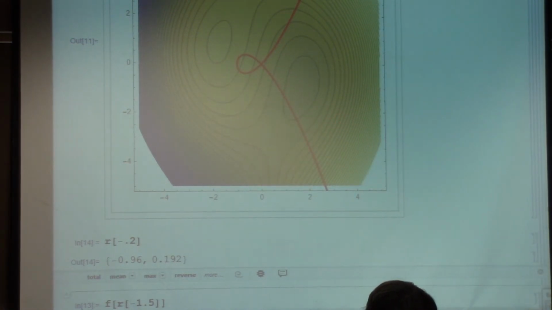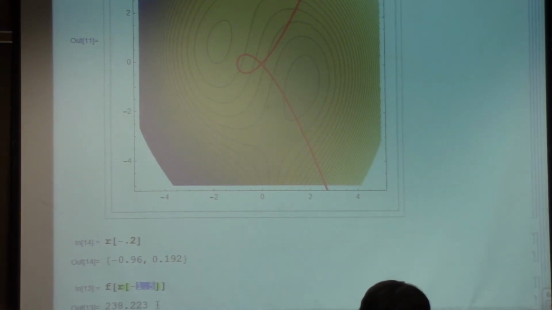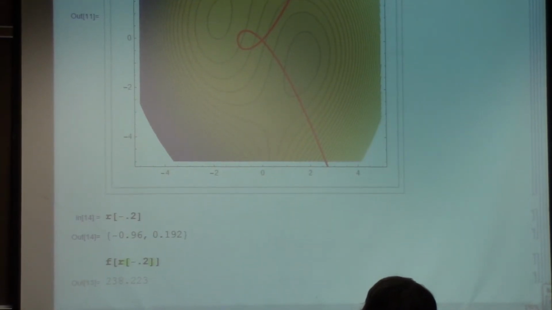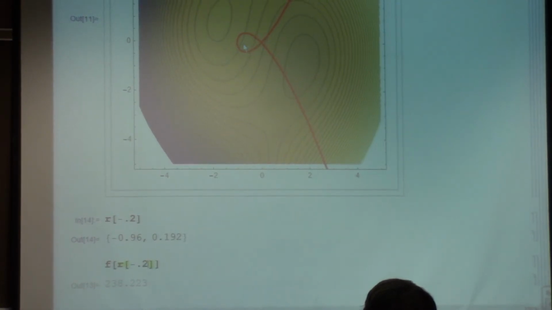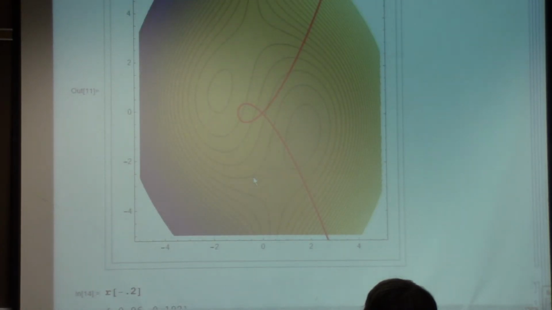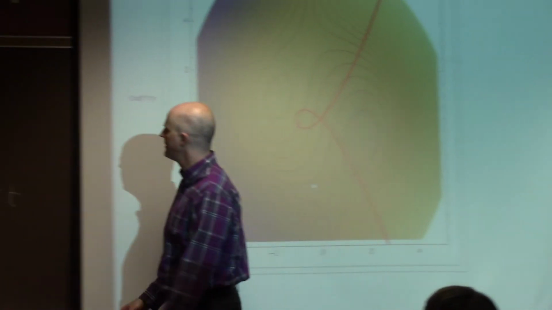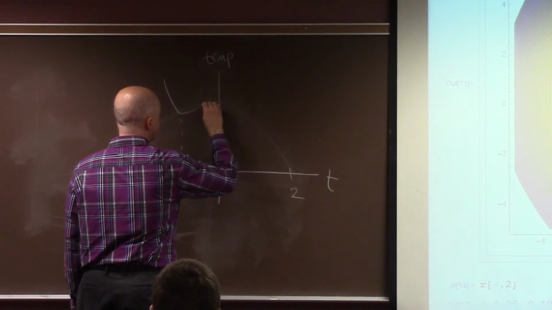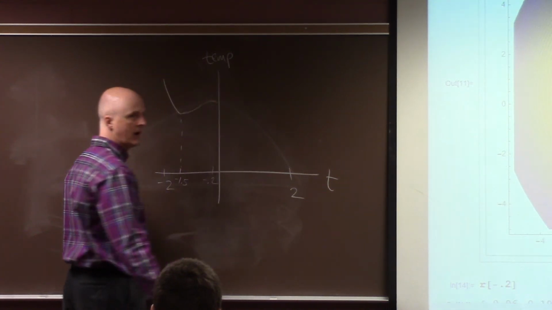The bug is going to experience a local maximum in the temperature there. It's not going to be much different than the temperature was in the other case, but it's going to be slightly bigger, maybe about 240. Yeah, actually bigger than I was expecting, closer to 260. 259.256. So at about t equals negative 0.2 or so, there's going to be a local maximum in the temperature, close to that point.